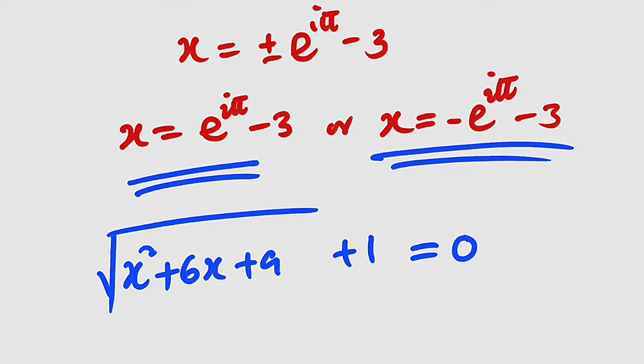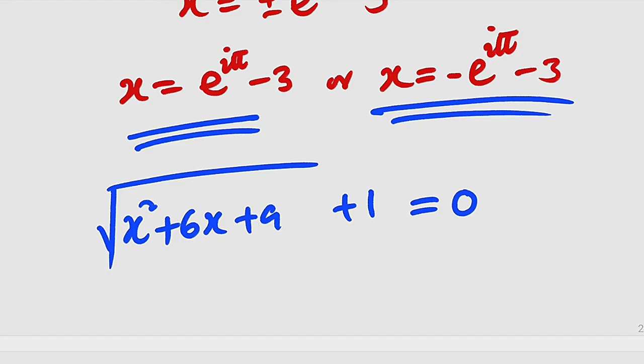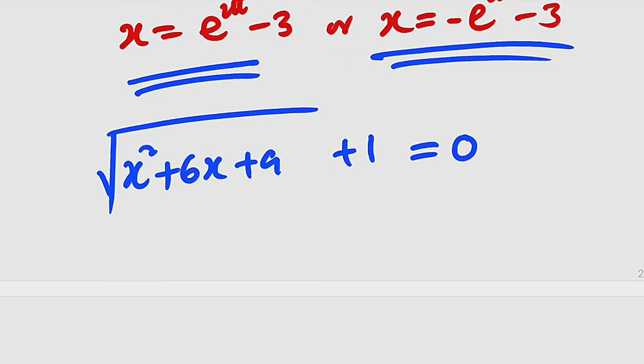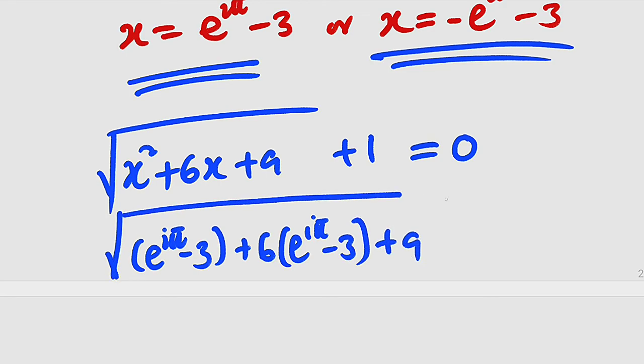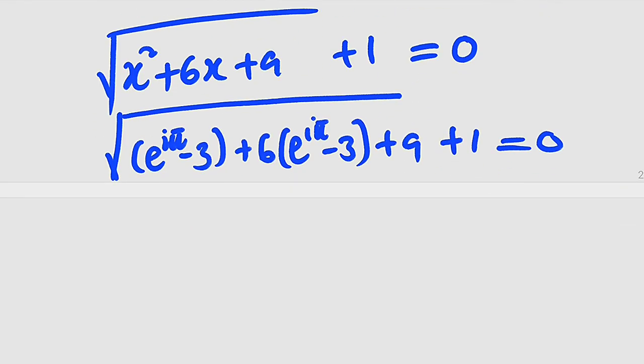Let's find out. Let's start with this one. Suppose x equals e to the iπ minus 3. We have the square root of (e to the iπ minus 3) as the value of x squared, then plus 6 times the value of x again, which is e to the iπ minus 3, then plus 9, all under the square root. Then plus 1, will that be equal to 0? This is squared, sorry. Let's expand it.